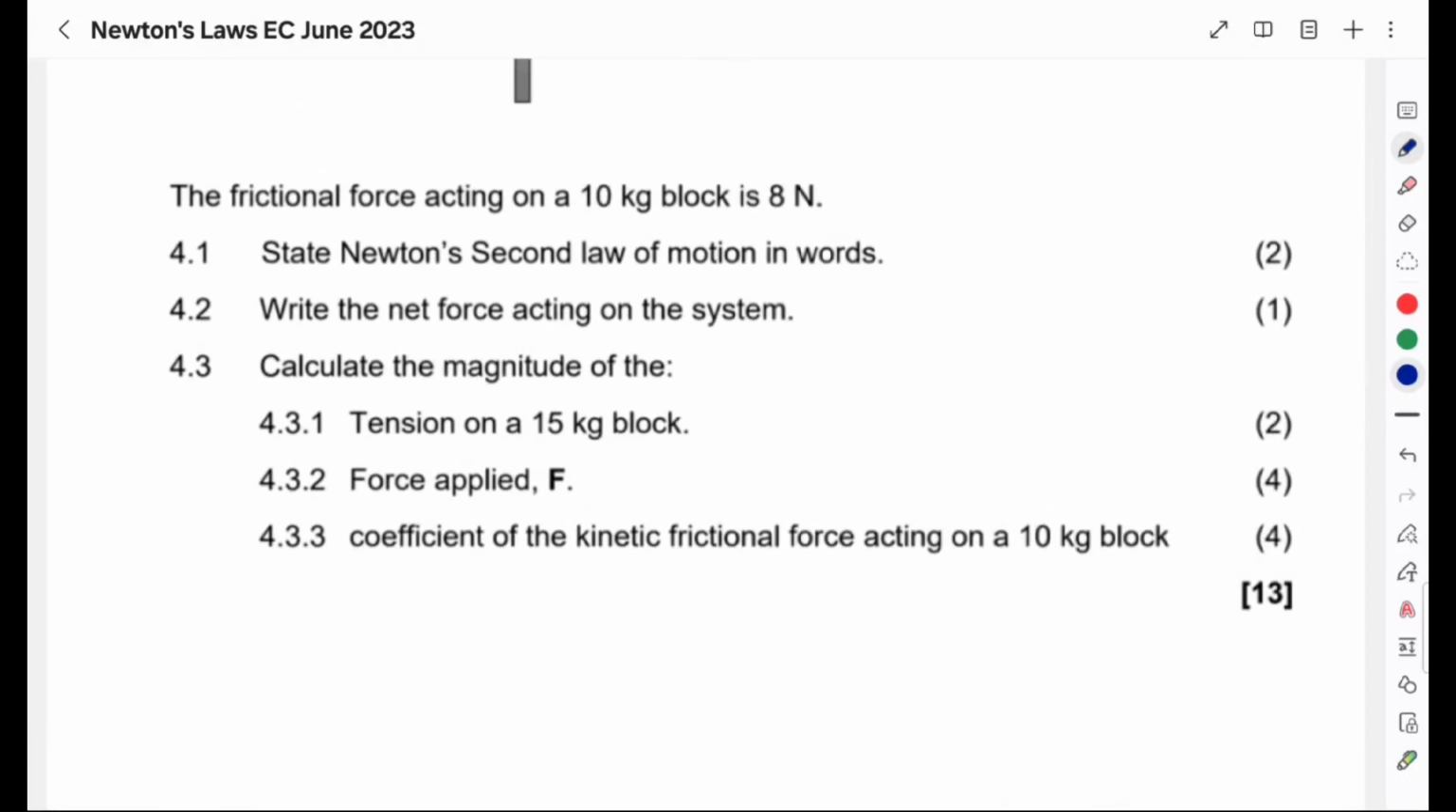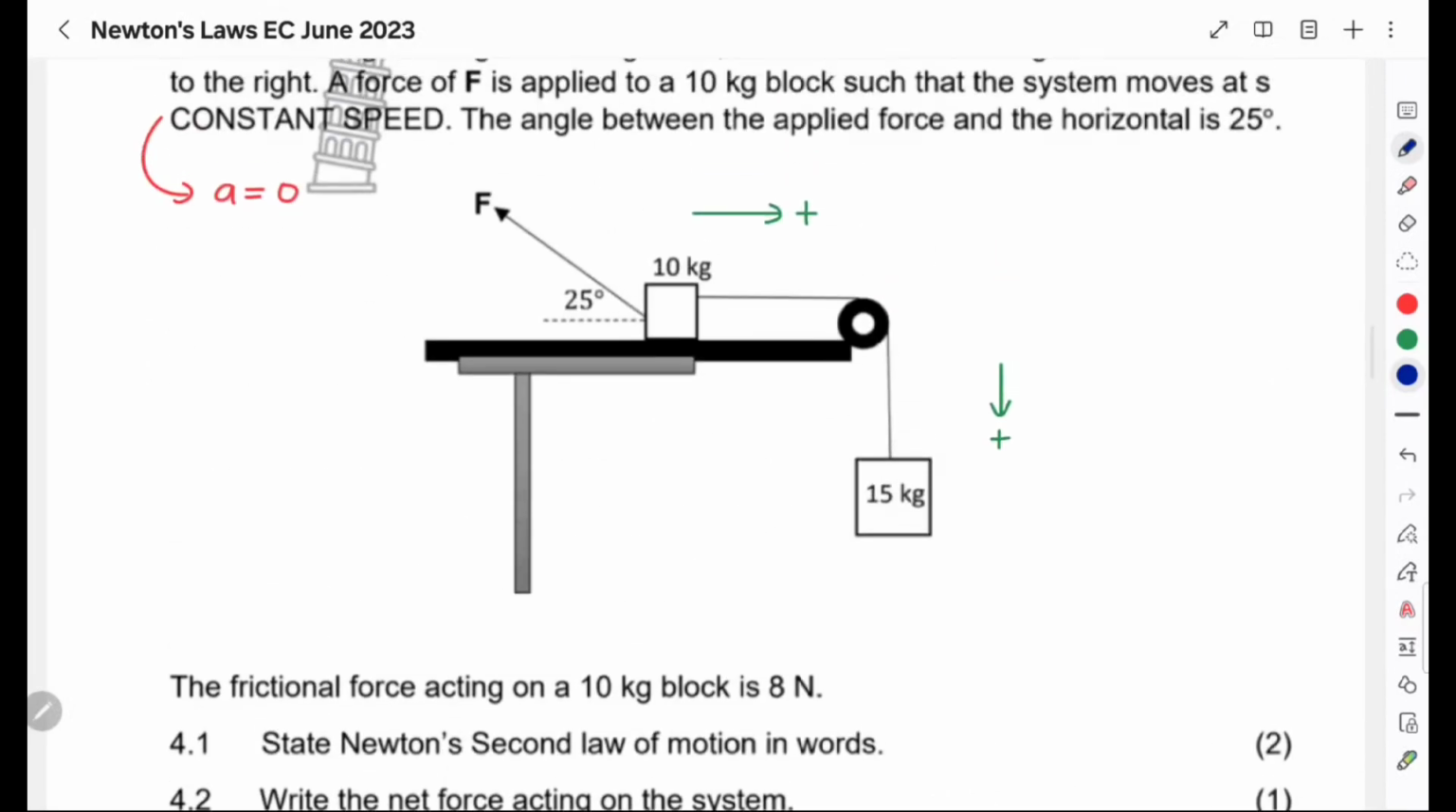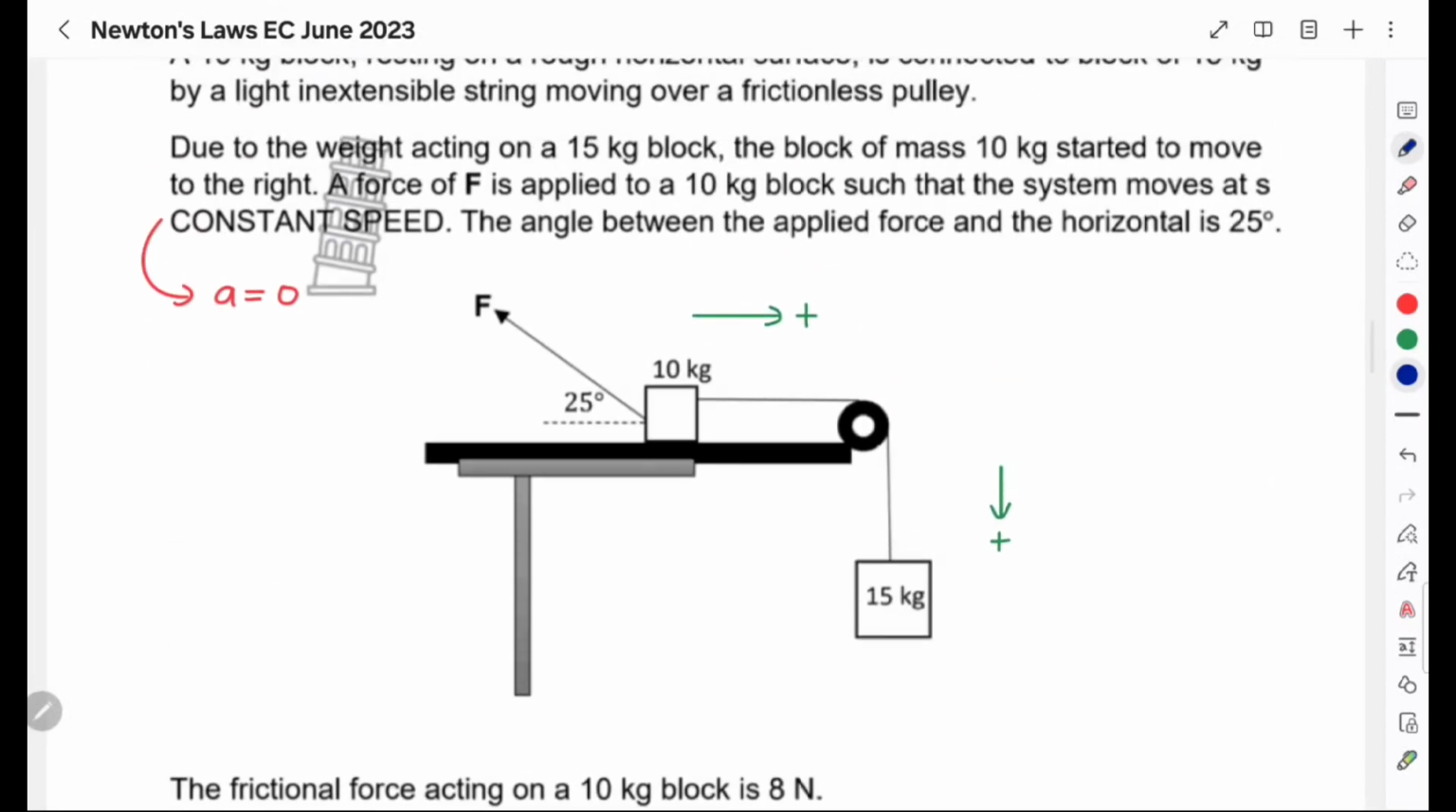Calculate the magnitude of the force applied. So we need to calculate F, the force applied. Please keep in mind that the applied force is at an angle. So if we want to use our F net equals ma formula, we are going to need to use the horizontal component of applied force in our formula.